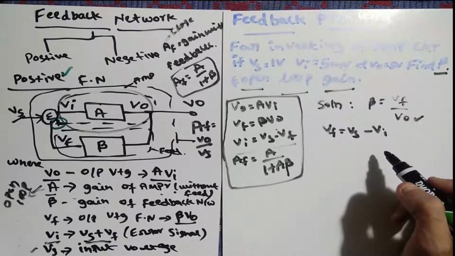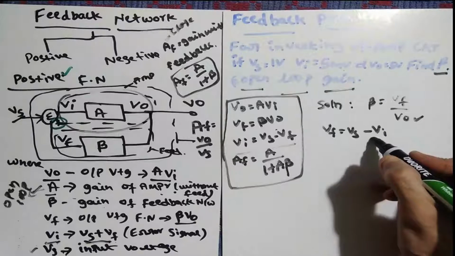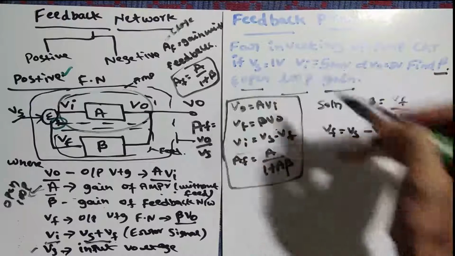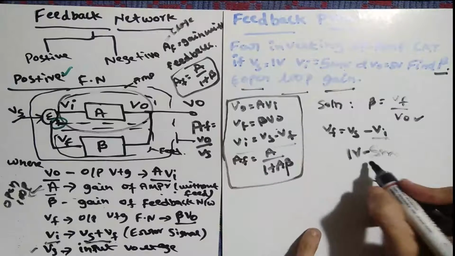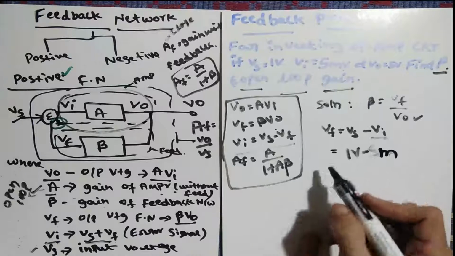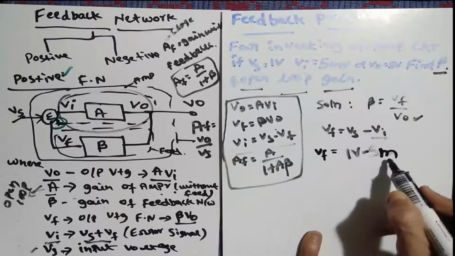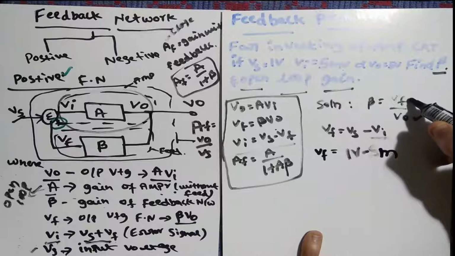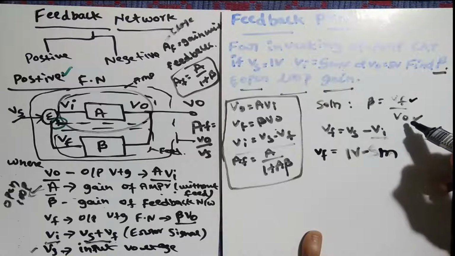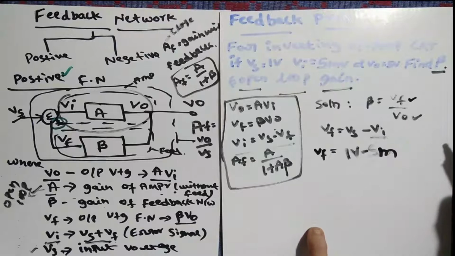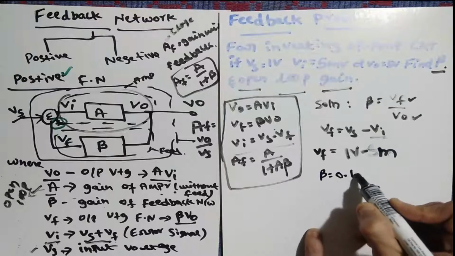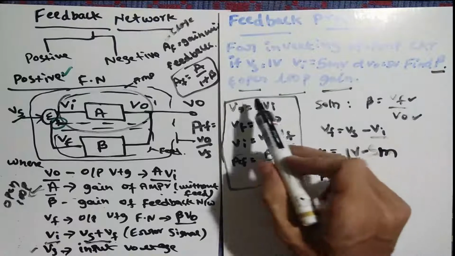Using this formula, we know the Vi value, it's 5 milli, and we know the value of Vs, it's 1 volt. So 1 volt minus 5 milli is what you will get as Vf. Once you find Vf, apply it here: beta is equal to Vf by V0. You know the Vf value, and V0 is 5 volt. From this you can find beta. So we will get a beta value of something like 0.199.